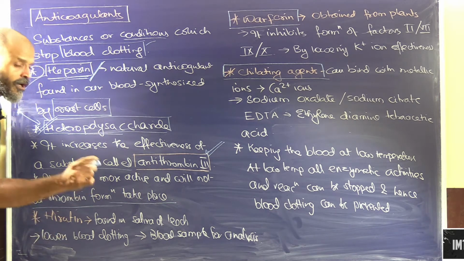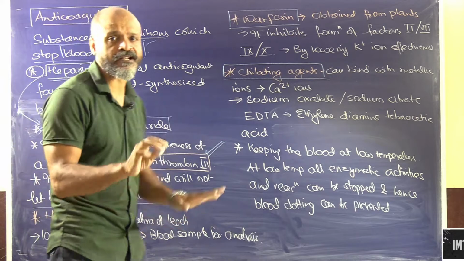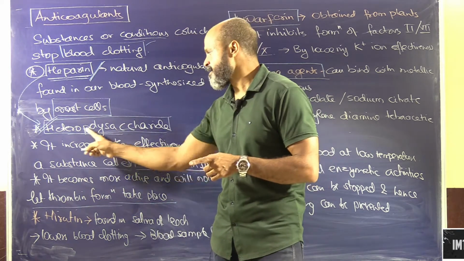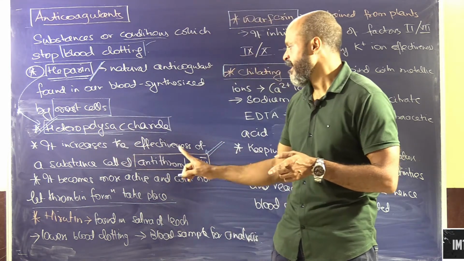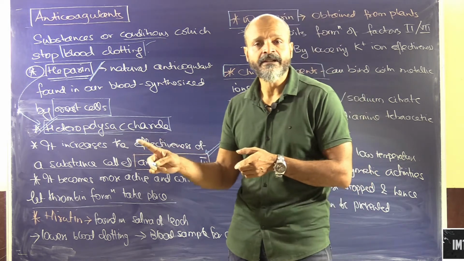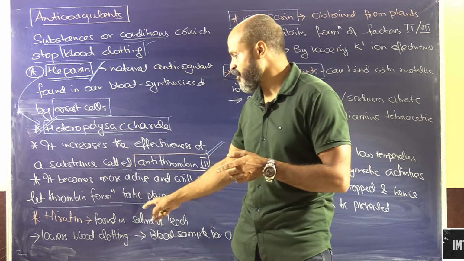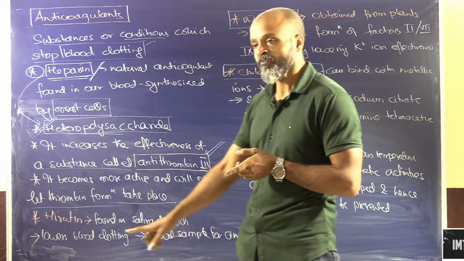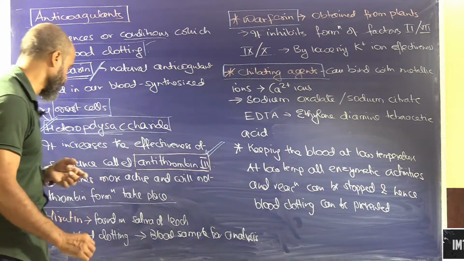Then we will talk about some external agents. This one is basically present in the blood. So heparin is a heteropolysaccharide, and it increases the effectiveness of antithrombin 3, which will not allow thrombin formation to take place during the natural flow of blood. Now we have another substance called hirudin.